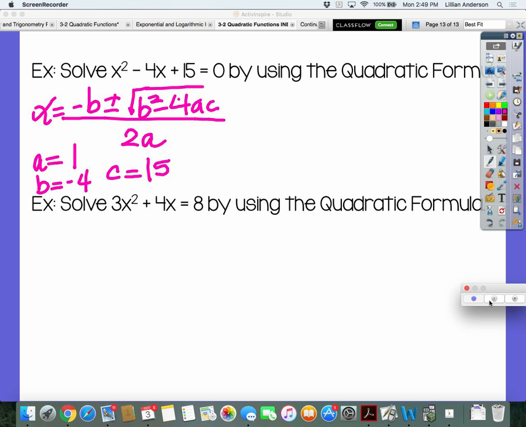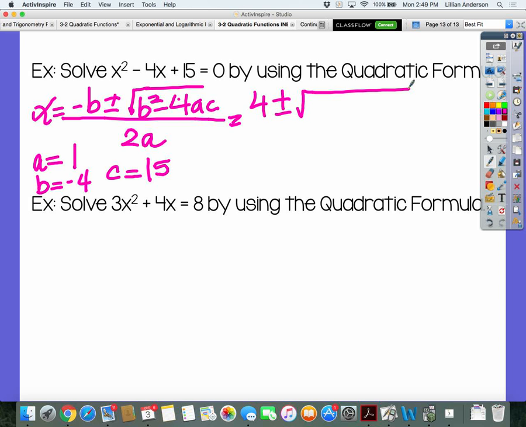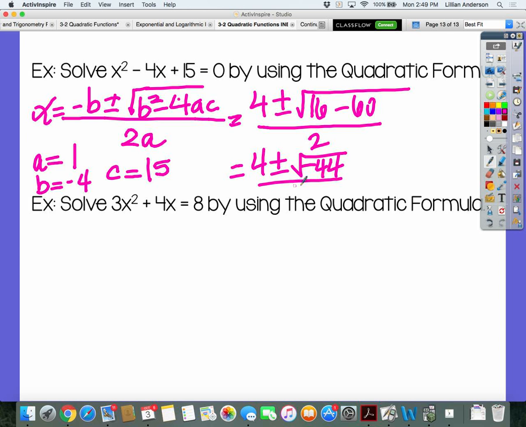All right, so you plug it in. Negative b turns into a what? A positive 4. Plus or minus the square root. B squared minus 4ac. Wait, no, 14. Wait, what? 16. You got 4 times 15, 60. All over 2. Now 16 minus 60 turns into a what? Negative 44.